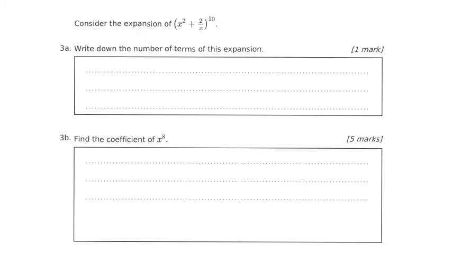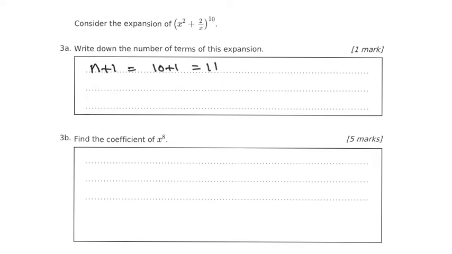Question 3. Consider the expansion of (x squared plus 2 divided by x) to the power of 10. 3a, write down the number of terms in this expansion. The number of terms is always n plus 1, which in this case is 10 plus 1, which is 11.